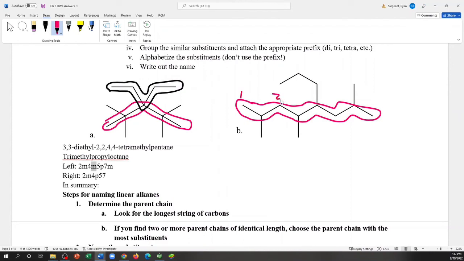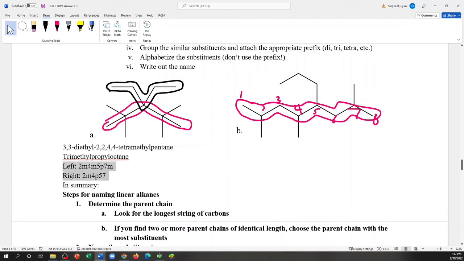1, 2, whoops. 1, 2, 3, 4, 5, 6, 7, 8. That's the correct numbering. You're like, wow, that's a lot of work. Yes, it is. Okay?